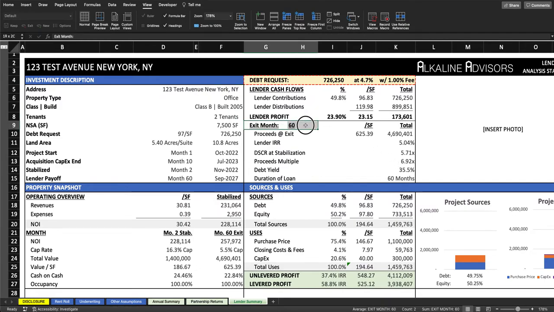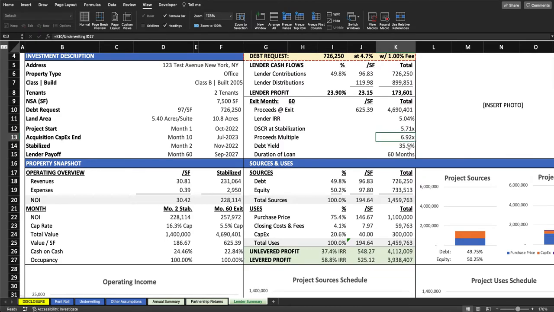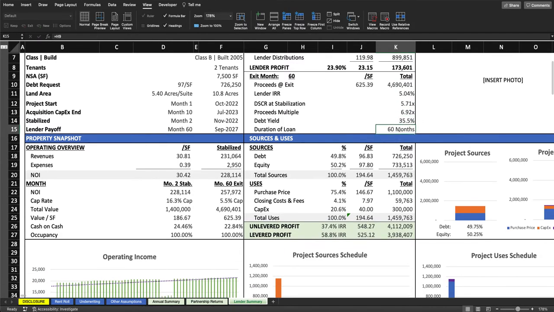This shows the exit month for the lender, the proceeds that the project is getting at exit. So again, if you're looking to get a loan of $726,000, and they know when you sell the asset based on your assumptions, you think you're going to get $4.6 million, they know that their initial loan is more than likely going to be able to get paid back. This is showing them what their IRR is, debt service coverage ratio at stabilization, proceeds multiple, the debt yield, again, the duration of the loan.